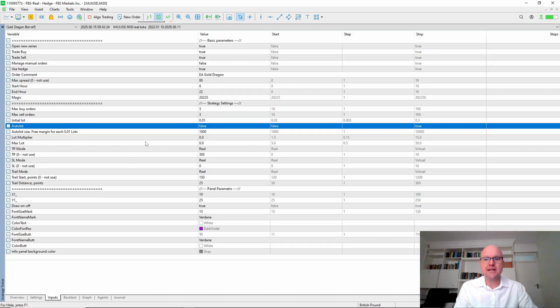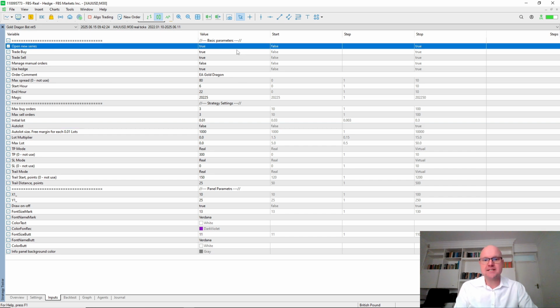So now if we take a look at the settings of Gold Dragon Bot, at the top we have our open all new series, true or false. If you want to disable the robot for a while, you can always set this to false and also specify if you only want to trade buys or sells, and if you wanted to manage your manual orders.